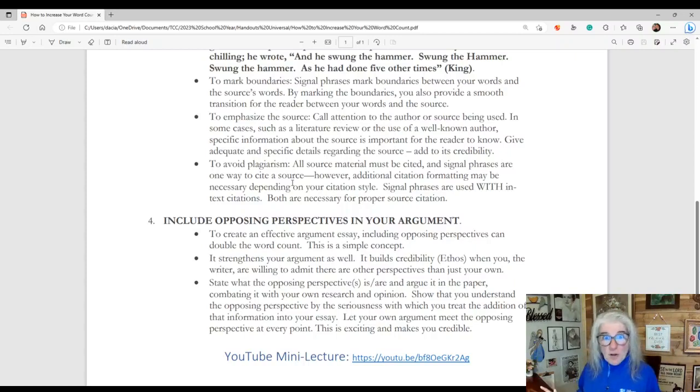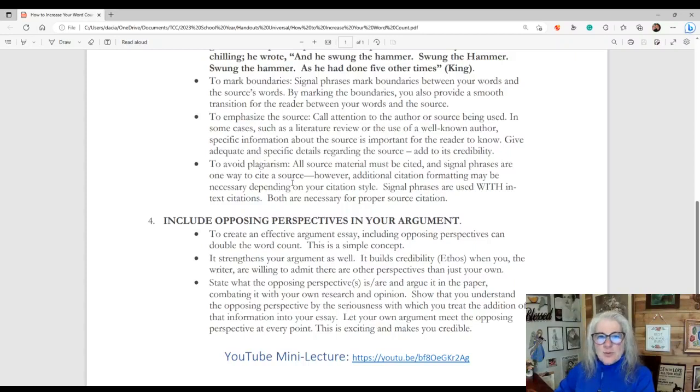This can double your word count. Double. You're going to say, it is my opinion based upon research that XYZ is true. And then you want to include, however, some researchers believe PDQ is the answer because, and give a reason, give some validity to the opposing perspective because that shows that you are fair, which increases your word count and the strength of your argument. So it's a win all the way around.